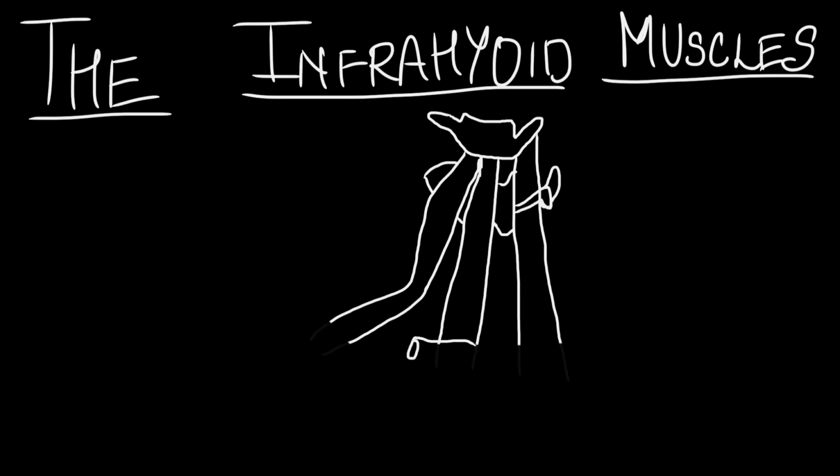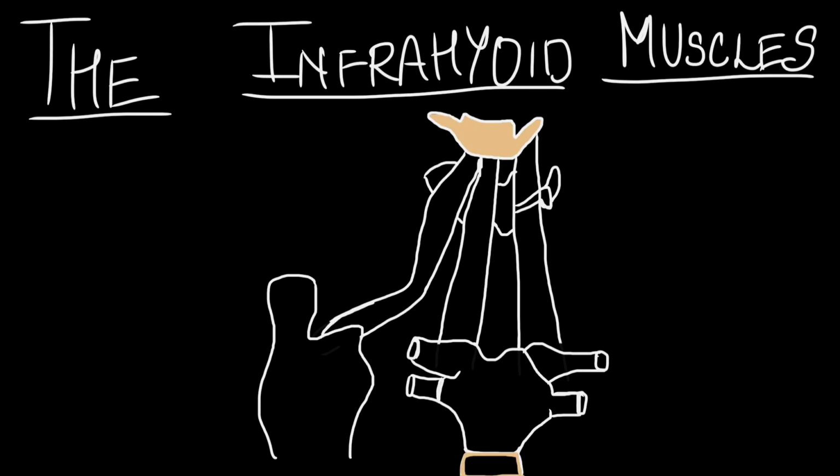1. Infrahyoid muscles. A. Sternohyoid. B. Sternothyroid. C. Thyrohyoid. D. Superior belly of omohyoid.